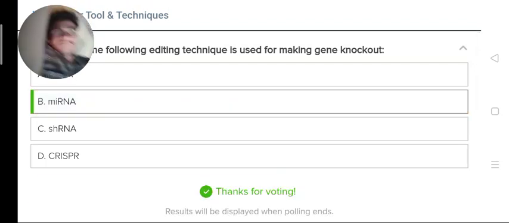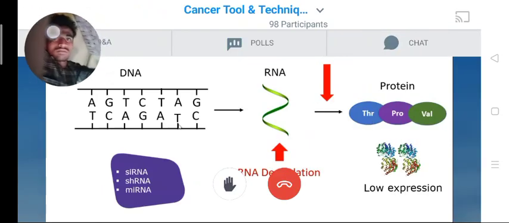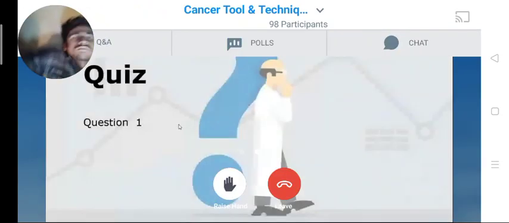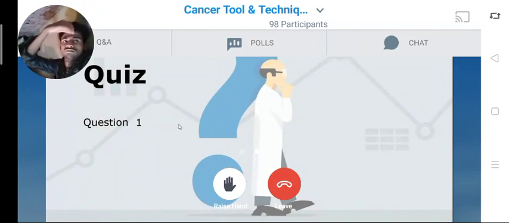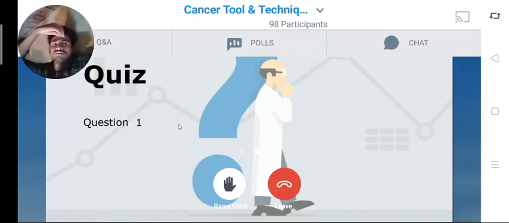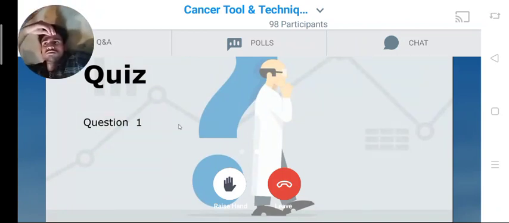So I request Aparna, you can ask question number 1 at this stage. Sure. So I will go to the poll and I'm going to start the poll. Kindly everybody register your answer. Which of the following editing techniques is used for making gene knockout? siRNA, miRNA, shRNA, CRISPR.